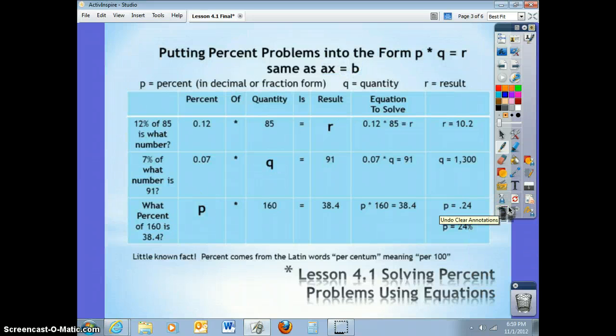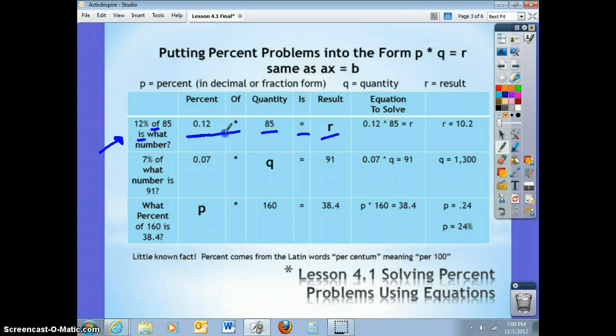So the first one, the question you would be asked is something like 12% of 85 is what number? And again, you're going to do p times q equals r. So p, percent, would be 0.12 in decimal form. Of, in our sentence here, of is multiplication in math. 85 is our quantity. Is equals in math. R is result, what we're trying to find, what number.